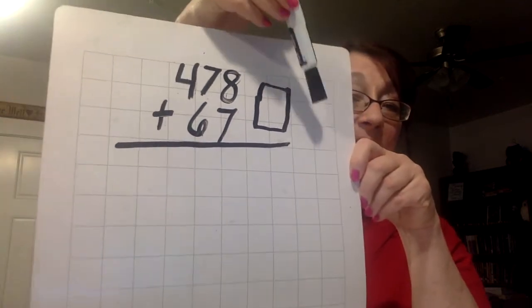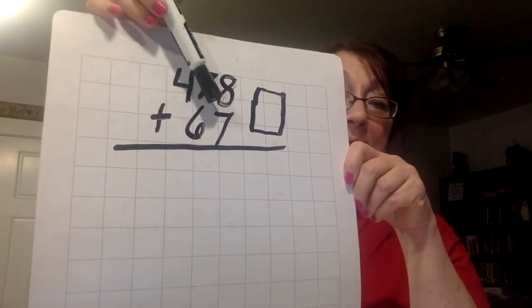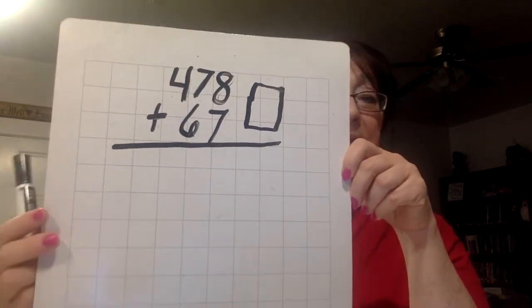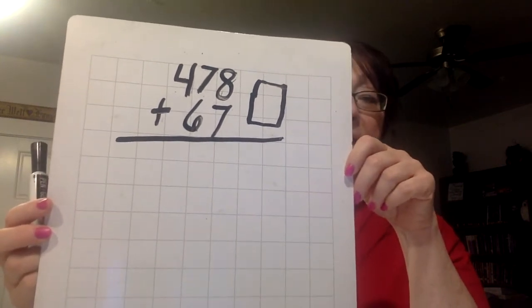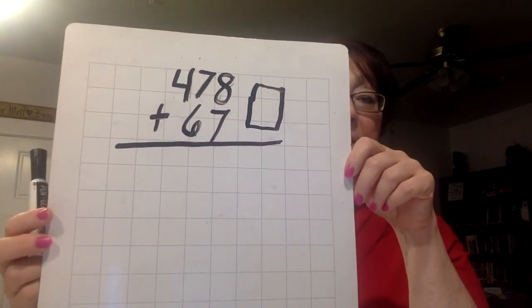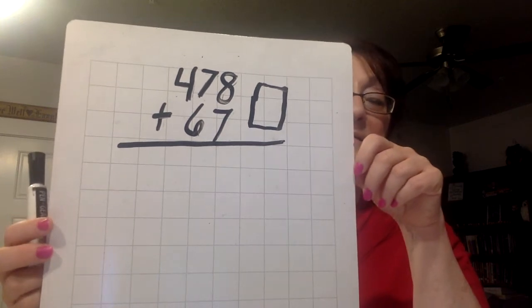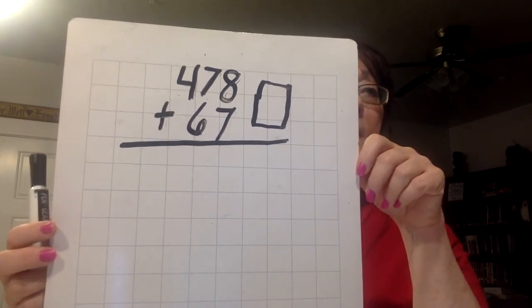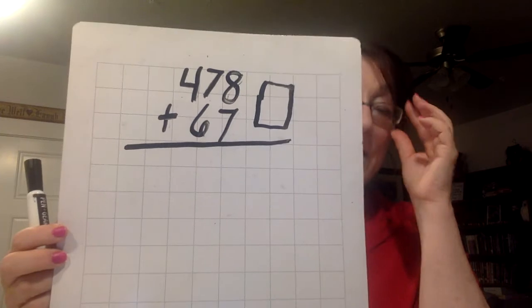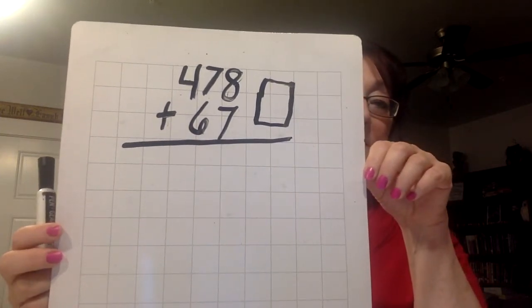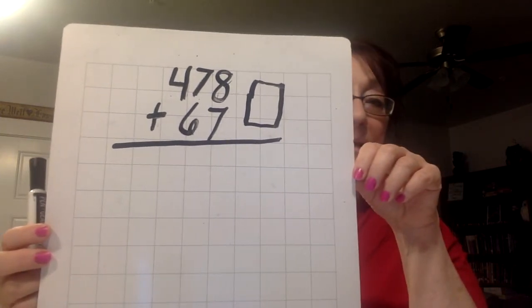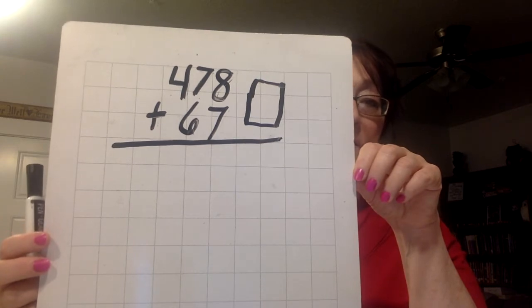So I look at my 8 and my 7 and I say, if I add 8 and 7 together, is that more than 9? Well, of course it is, right? So 8 plus 7. I'm going to give you just a second to think about what 8 plus 7 is. And then we are going to put our answer in the box.